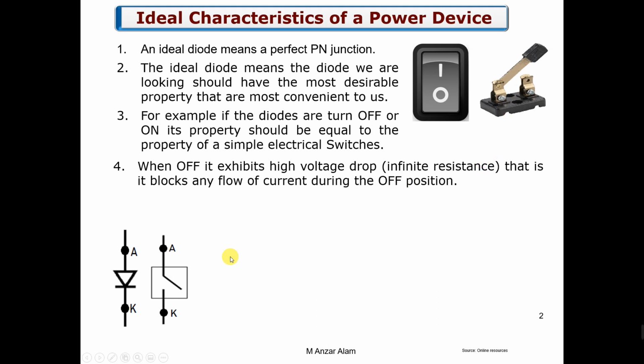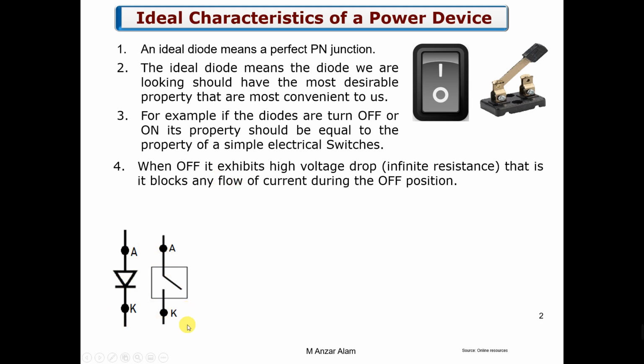Now, the third property is, so anode and cathode, what will be the voltage at anode and cathode? Whatever we connect the external supply at anode and at cathode, that will be the voltage across the anode and cathode, because we are assuming that the anode is connected with the external power supply, and cathode is also connected with the external. So whatever be the external power supply voltage, that voltage will appear across anode and cathode.